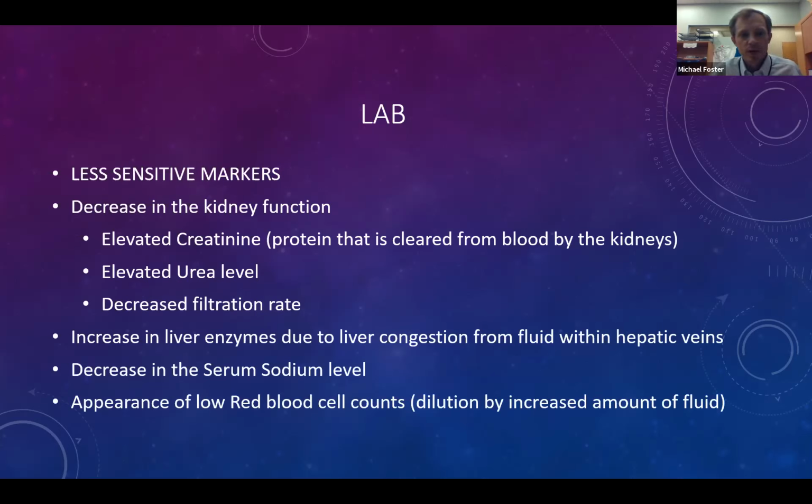There can be an increase in liver enzymes due to congestion in the liver from fluid within the veins. And you can also find decreases in serum sodium level. This can be due to heart failure in and of itself, or the use of diuretics to treat heart failure. Also, the increase in fluid can cause low red blood cell counts over a period of time, and that's purely dilutional. Heart failure in and of itself can also cause anemia. So we must tease out which patients have dilutional low blood counts and which ones have true anemia, and then treat the ones that have true anemia.